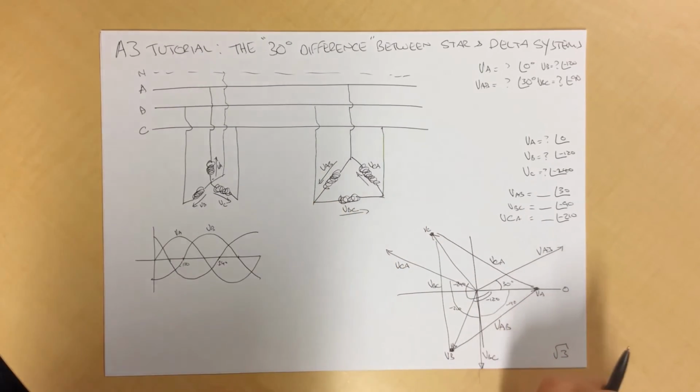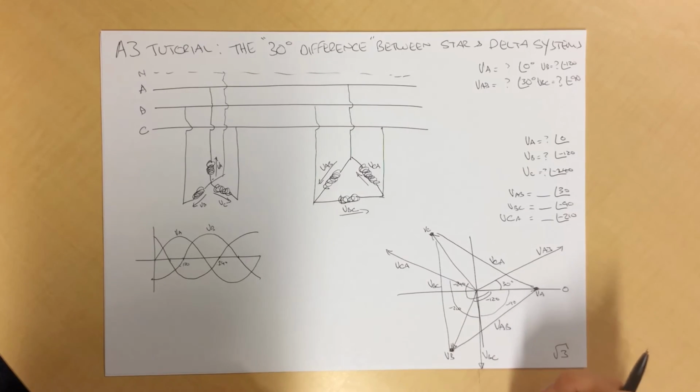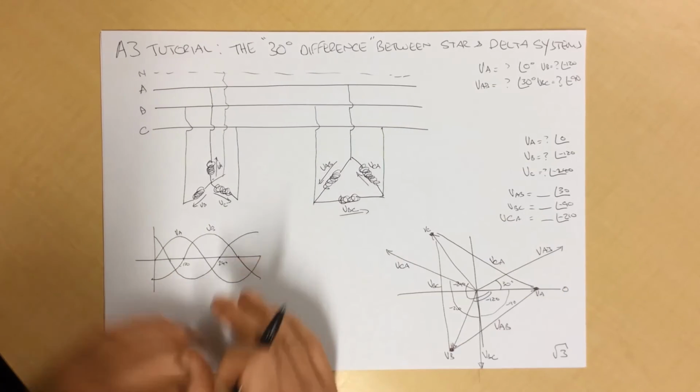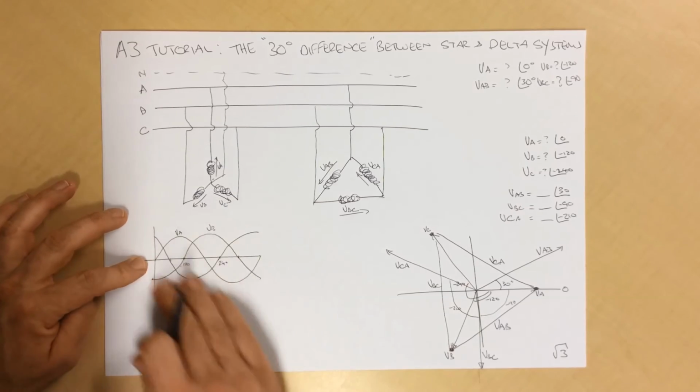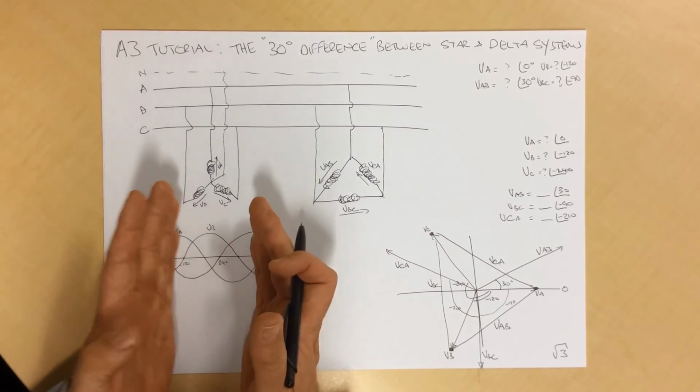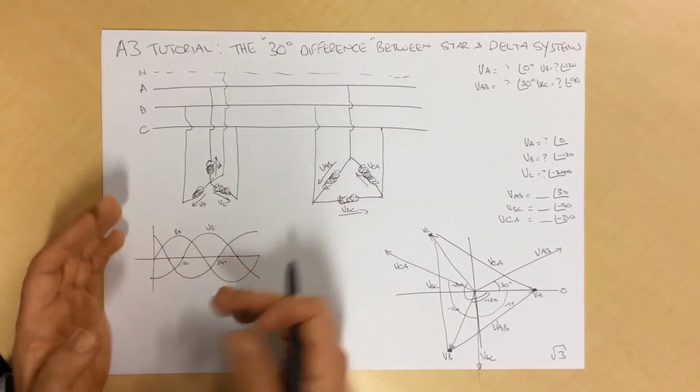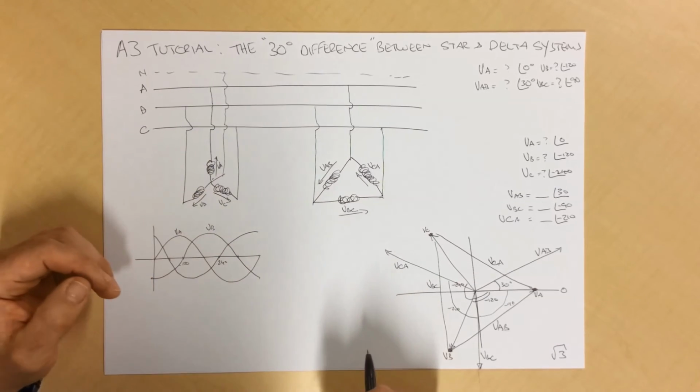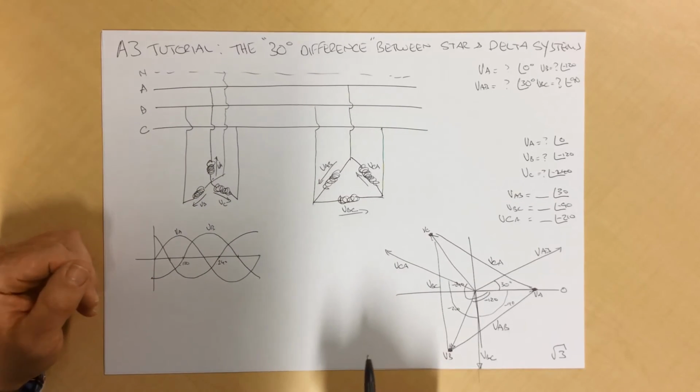It's quite simple, just a matter of getting into understanding. So that's it in the vector diagram. If we were to put that in this diagram over here, it's the same thing. These waveforms would just be shifted by 30 degrees. And the magnitudes will be different, of course. I hope that's cleared that up.